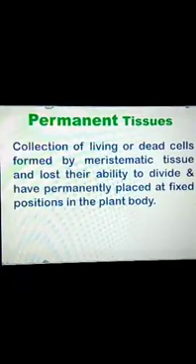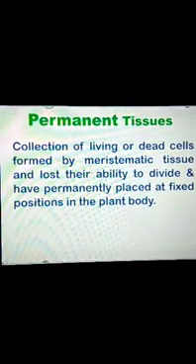Permanent tissues are defined as the collection or cluster of dead or living cells which basically originated from meristems but which have lost their ability to divide and have permanently been placed at fixed positions in the plant body. We know the meristems are continuously dividing tissues, but many meristems lose their power of division, and such cells which lost their power of division fall in another category of tissues, that is permanent tissues.